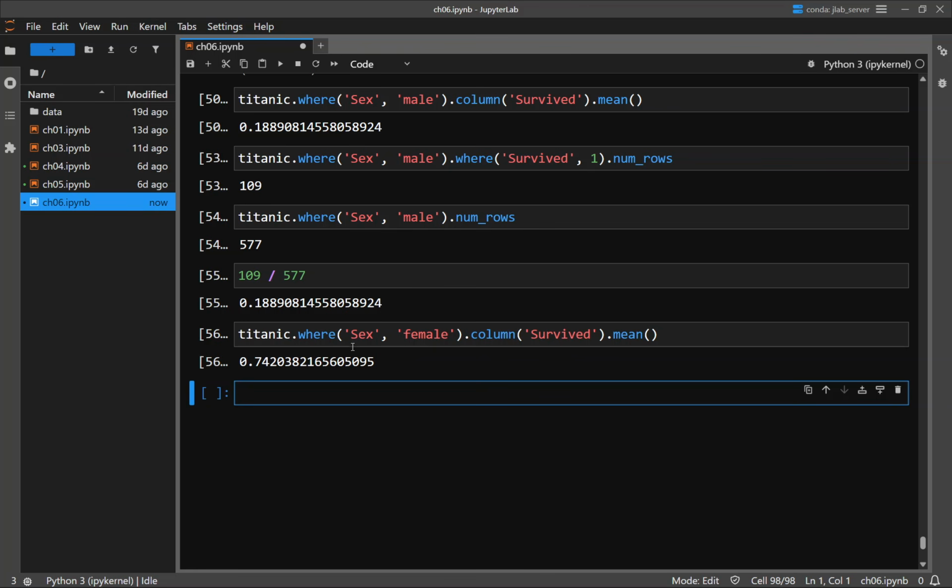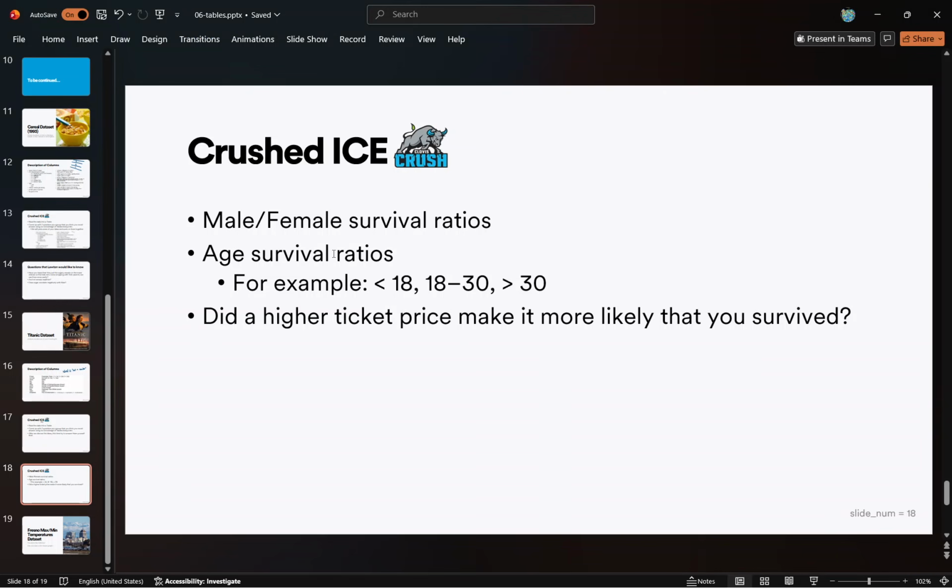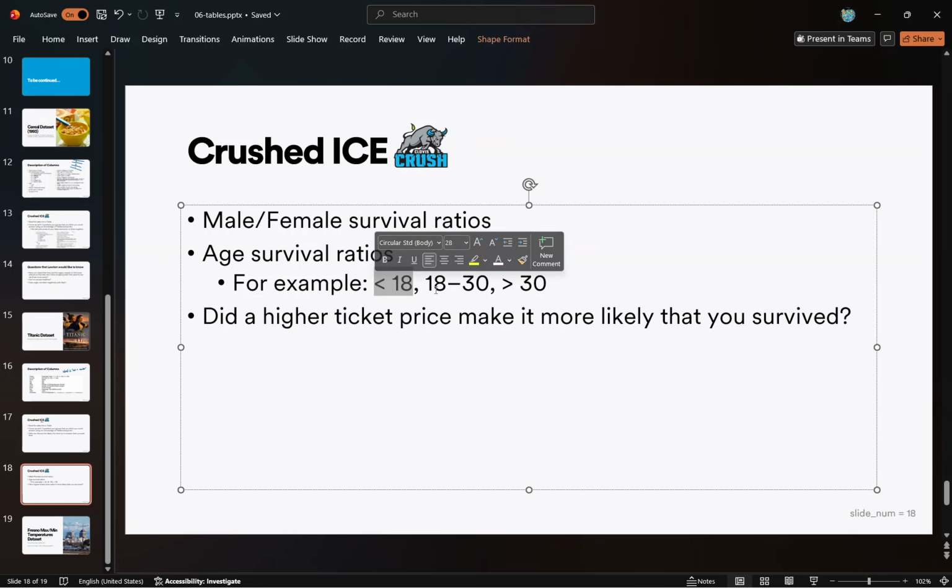All right, let's next do the age range stuff. So survival ratios for age ranges rather than male and female. Let's do children, so under 18, and then young adults and older adults. Okay.